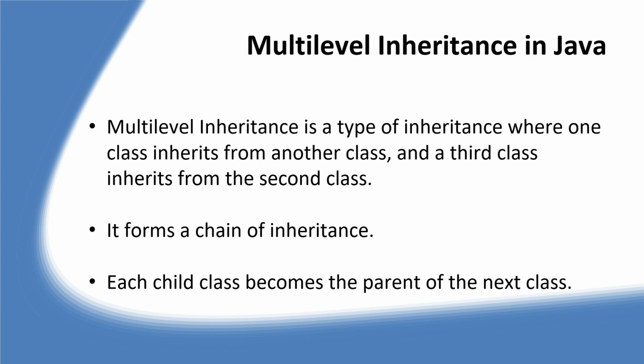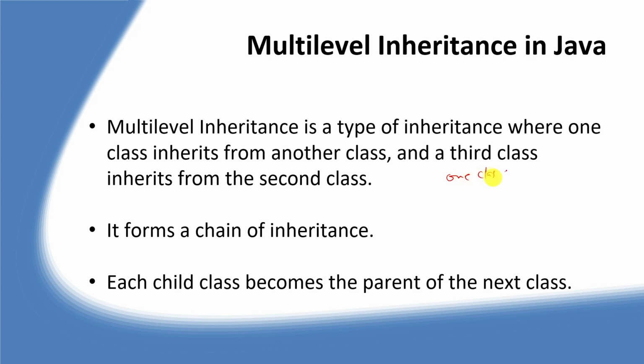Okay, so what is multi-level inheritance? Multi-level inheritance is a type of inheritance in which inheritance happens through different levels, multiple levels. A class inherits from a parent class, then another class inherits from a child class, creating a chain of inheritance.